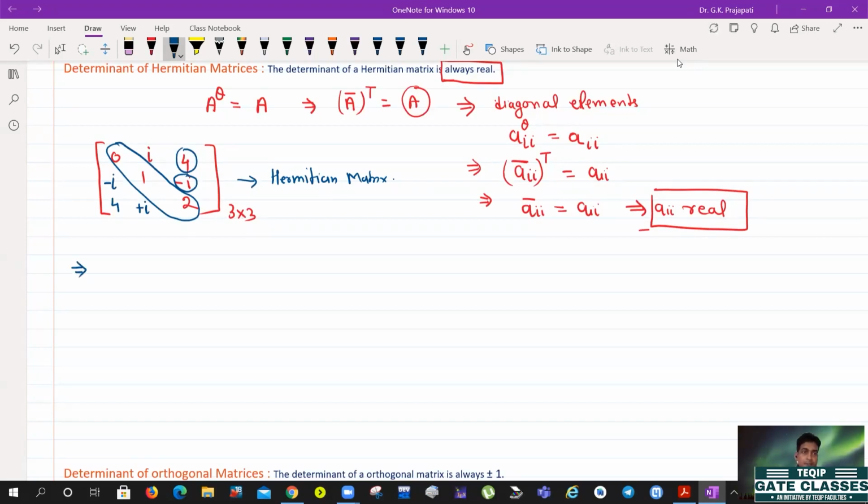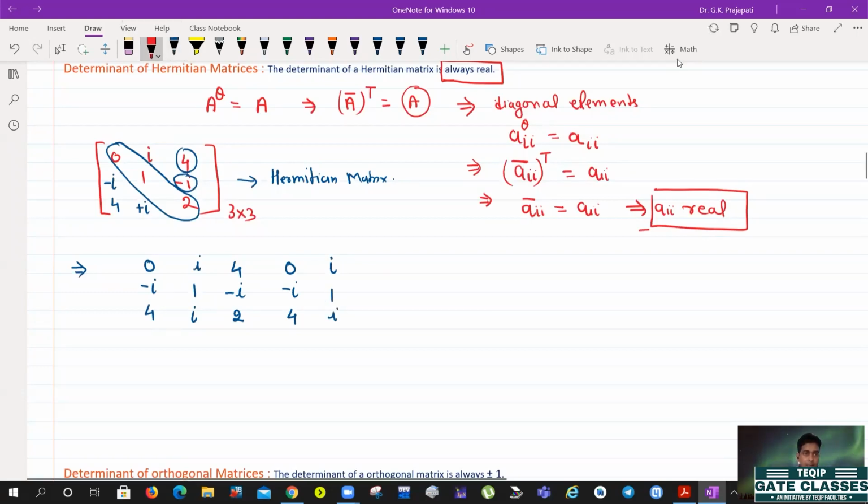Now we want to find its determinant. For the determinant we write each column: 0, minus i, 4; i, 1, i; 4, minus i, 2, and repeat the first and second column: 0, minus i, 4, and the second column i, 1, i.